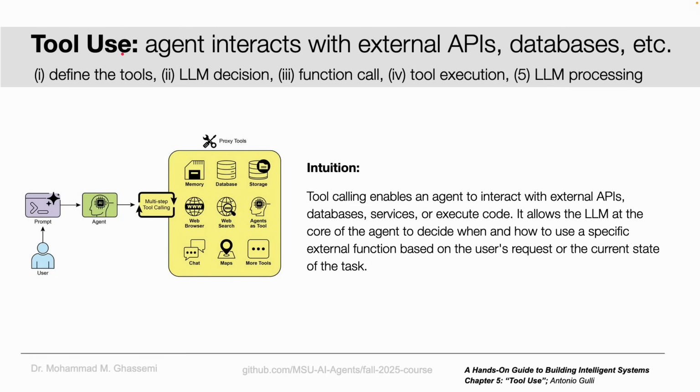So the tool use pattern is where an agent is interacting with external APIs, databases, etc. There's typically a few steps. You define the tools, the LLM makes a decision about which tool to use given the user's prompt. You make a call to that tool programmatically, the tool returns a response, and then you process what comes out the other side. I've illustrated that here in the diagram. User makes a prompt, goes to an agent. Agent has access to a set of these tools it can call. It chooses one of them. Let's say it's memory. Memory returns the response, and then the agent can give that information back to the user.